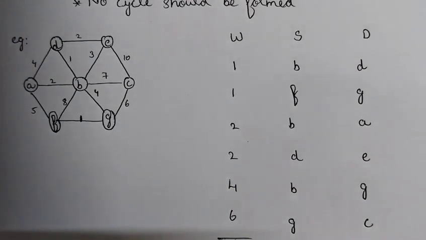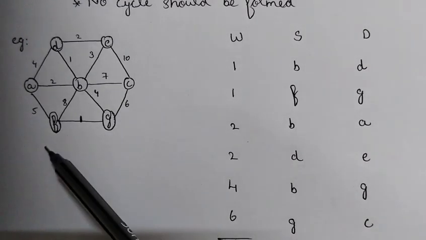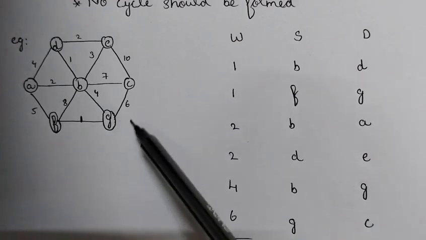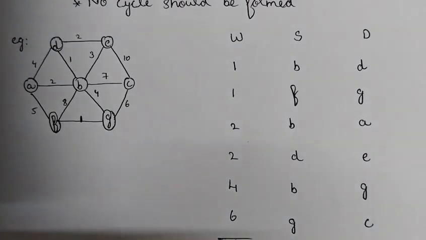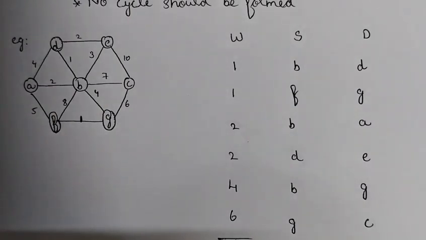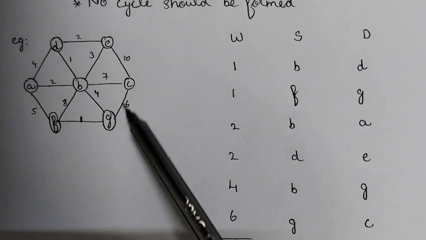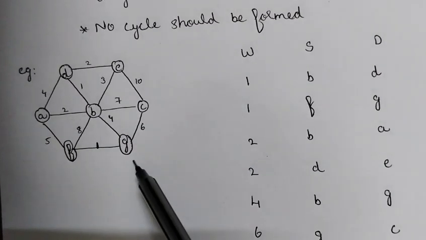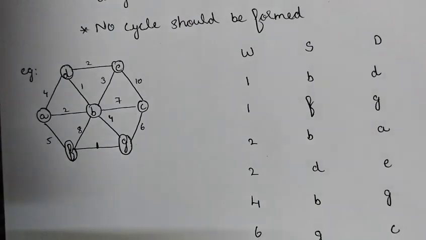Next we have 8, that is B to F. We won't write this as it forms B to F, F to G and G to B as a cycle. Then we have E to C, that is 10. Even this forms a cycle from A, D, B, G and C and again E.